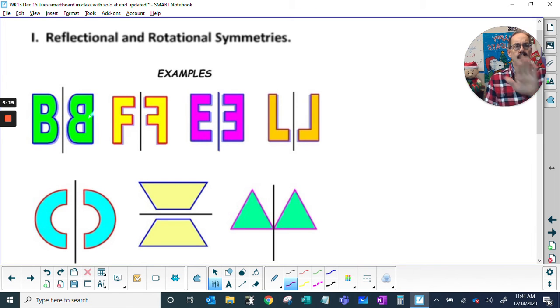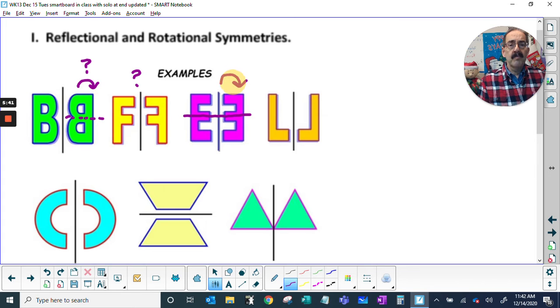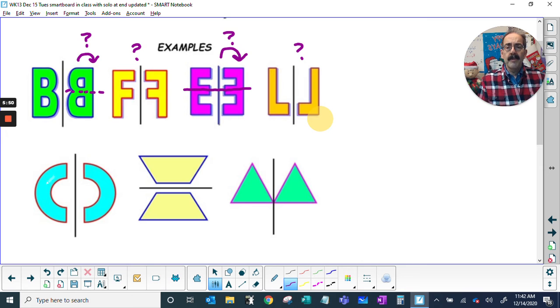Reflective, right? Dot, dot, dot, dot, dot, dot. When you go like this, rotational. The letter F. The letter E, right? This way. Can we do this? The letter L, reflective. Not so much. How about this? To reflect, to rotate.